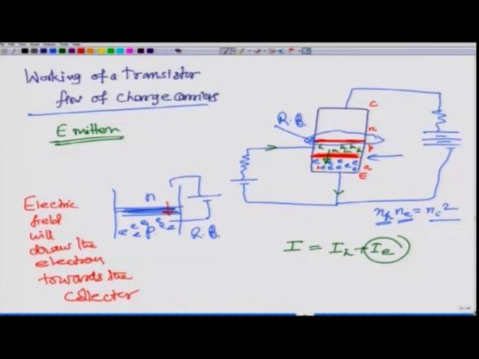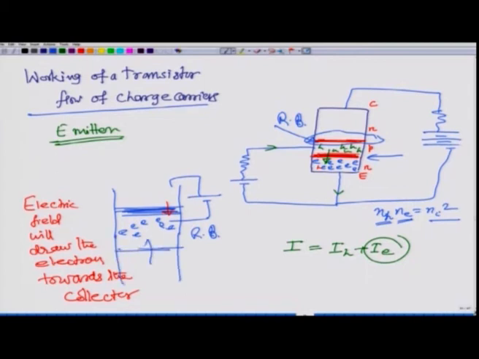You have a lot of electrons which have crossed here. From the emitter, a lot of electrons have come, right. Your emitter is somewhere here, the other junction, the other junction here.